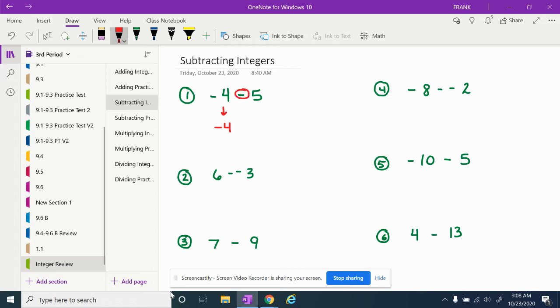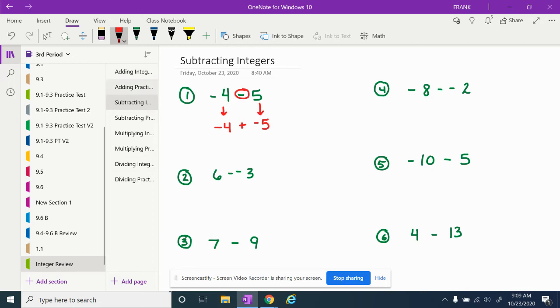Then as soon as you see subtraction, this is your first change. You change subtraction to addition. But you could only do that if you change the number behind the subtraction. So this was a +5, and you need to change it to its opposite. So -4 plus -5.